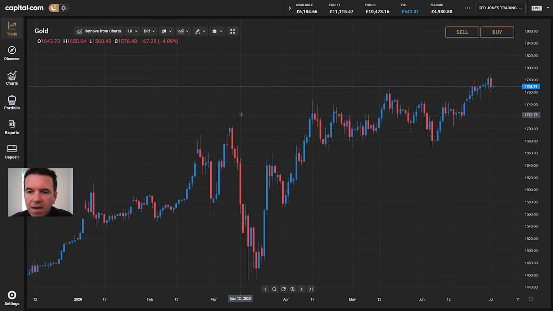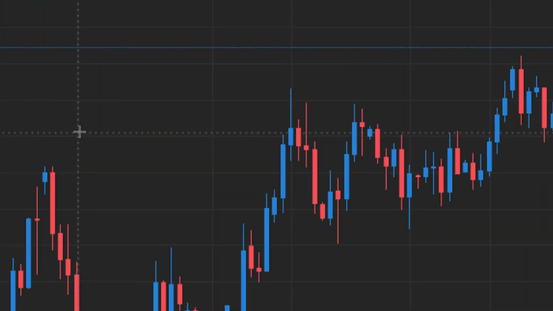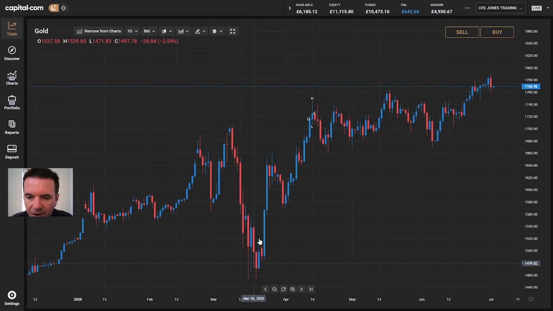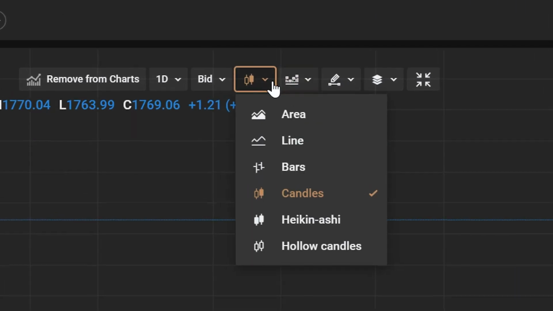Let's jump onto the platform and take a look. So here's the regular candlestick chart for the gold price for most of 2020 so far. We have the usual high, low, open, close. That's how it's calculated. We can see the market sold off into March and then has recovered and pushed out since then. But let's just flip this to a Heikin-Ashi chart.